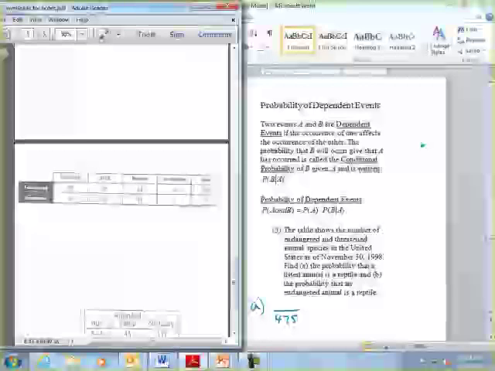And then the numerator says that a listed animal is a reptile. So what's the numerator going to be? Or how do we find that? Add up all the reptiles, because it didn't tell us endangered or threatened, it just says reptile. So the number of reptiles on there are 35. So we do 35 out of 475. It gives us 0.07, or about a 7% chance.